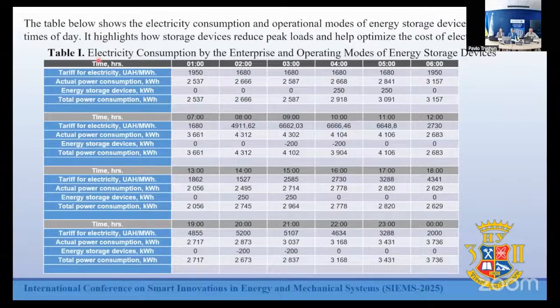Table 1 displays the electricity consumption and the operational modes of the energy storage system at different times of the day. This table highlights how the storage system helps to smooth out peak loads and optimize the cost of electricity by strategically charging and discharging based on tariff fluctuations.